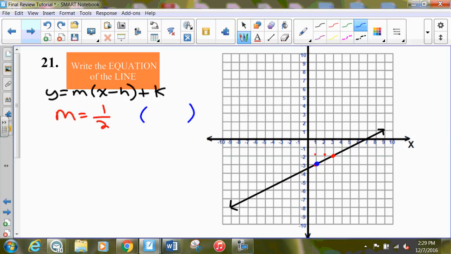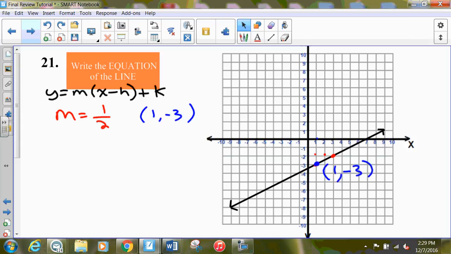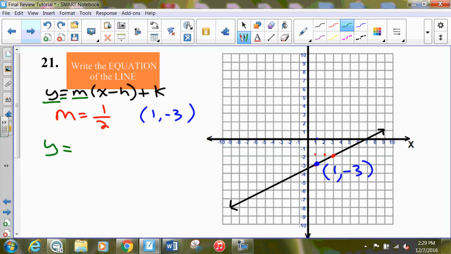So I'm going to pick one of these points. This point looks good enough. It's over 1, and down 1, 2, 3. This point's name is 1 comma negative 3. So I'm going to use that. And then it's just about plugging and chugging. I see a y, I write a y. I see an equal sign, I write an equal sign. I see slope, I write 1/2. I see a parenthesis, I write a parenthesis. I see an x, I write an x.